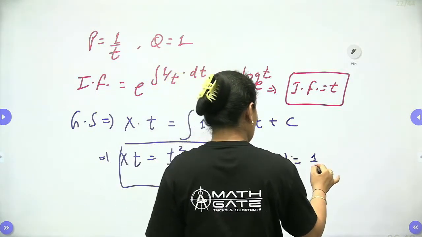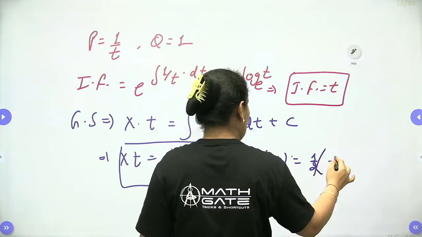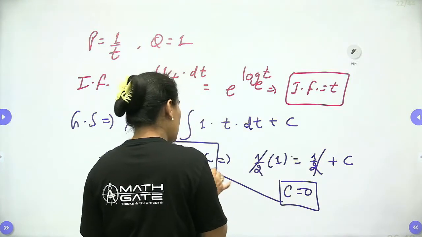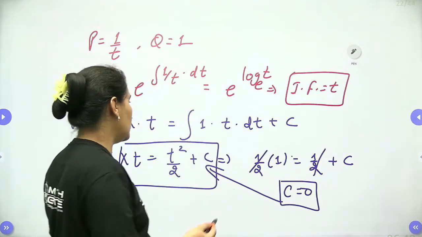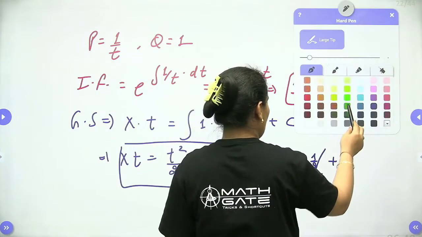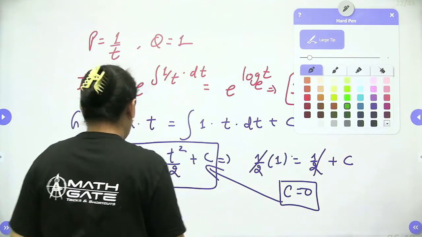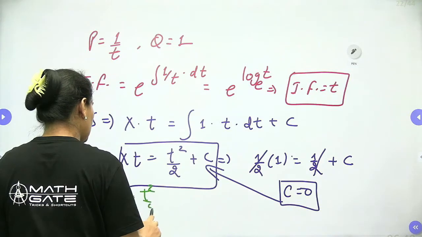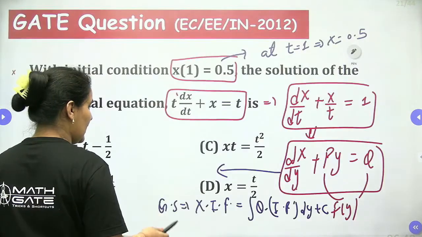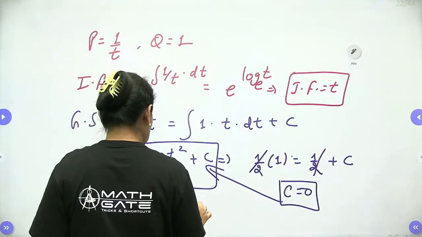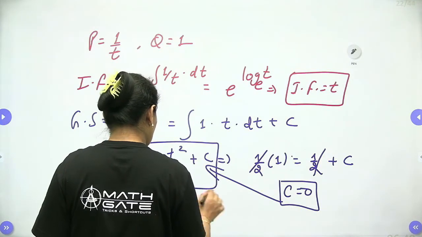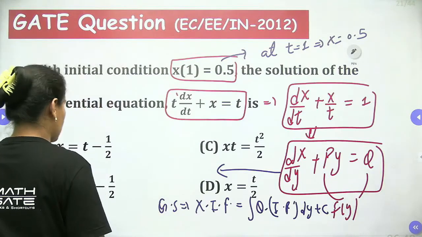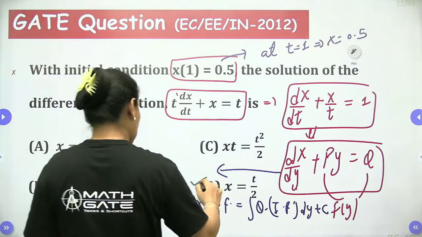It will be 1 by 2, 1 by 2, and 1 by 2 will be cancelled out. So you will get c is equal to 0. Let's put here c is equal to 0. So when c is equal to 0, the general solution will be x t is equal to t square by 2 only. T and t can be cancelled out. So you can write down here x is equal to t by 2, dear students. So your final answer will be x is equal to t by 2, which you can see in option number D.